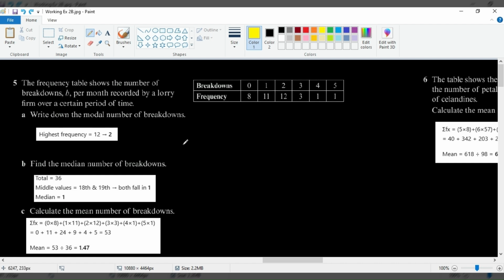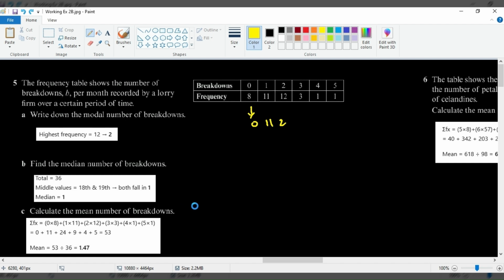Now we need to find the mean number of breakdowns. Once we multiply these, you get 0. Here you get 11. Here you get 24. Here you get 9. Here you get 4. And here you get 5. So when we add them together, we get 53. Now 53 is divided by 36 occurrences. That means we get 1.47 as the answer for part C.